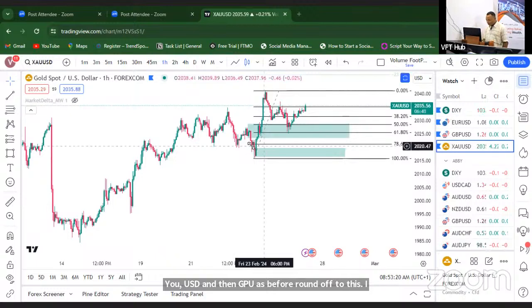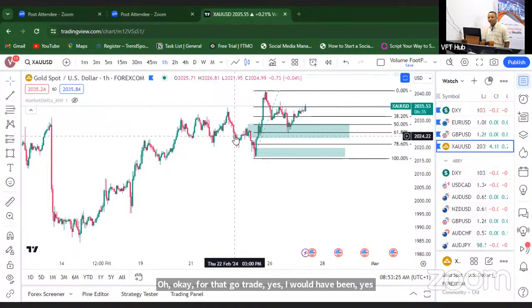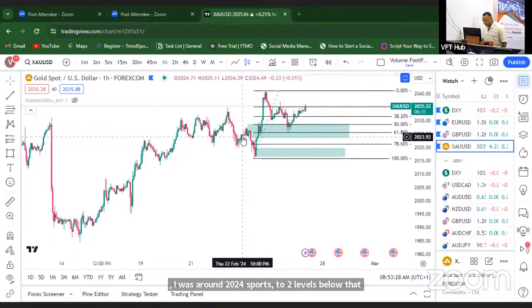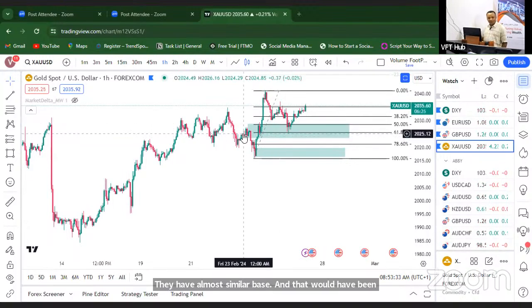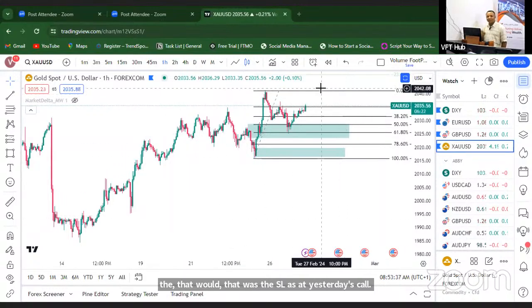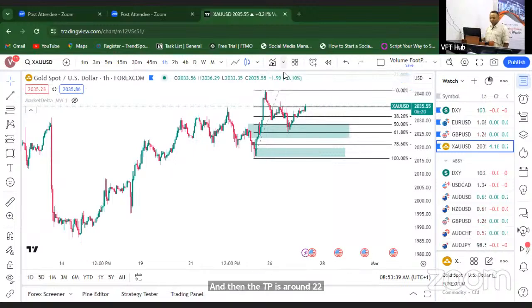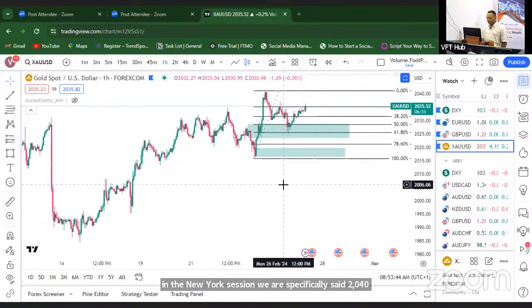Oh, okay. For that gold trade, the SL was around 2024 spot 22 levels, below that order block and the breaker block. They have almost similar base, and that was the SL as at yesterday's call. And then the TP is around 2040. I remember if you're on the New York session, we specifically said 2040 should be the take profits.